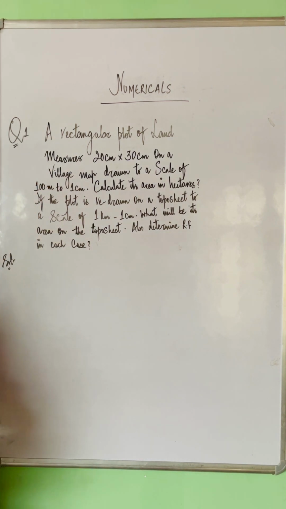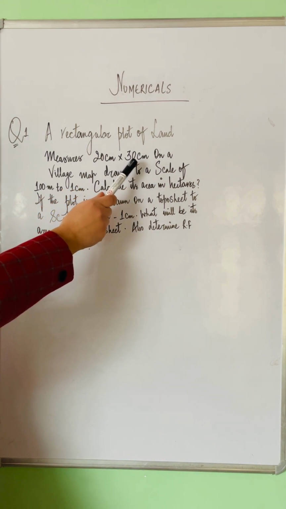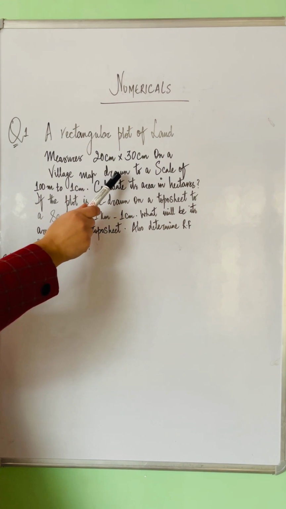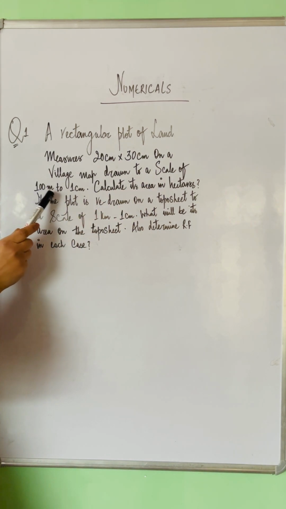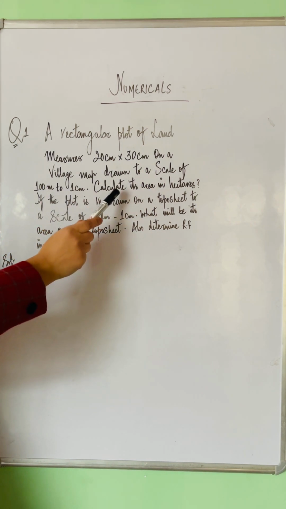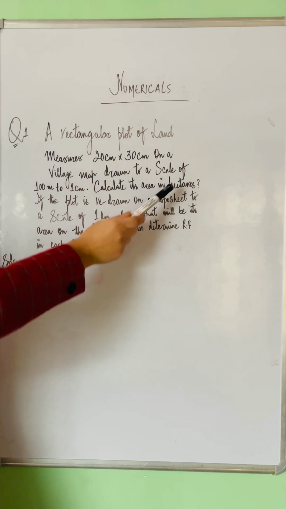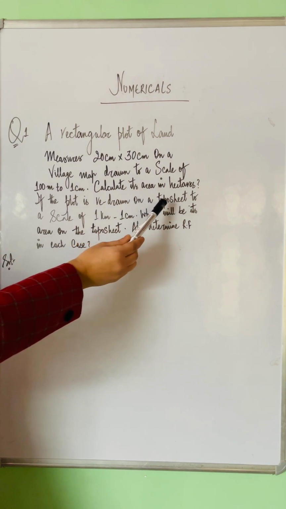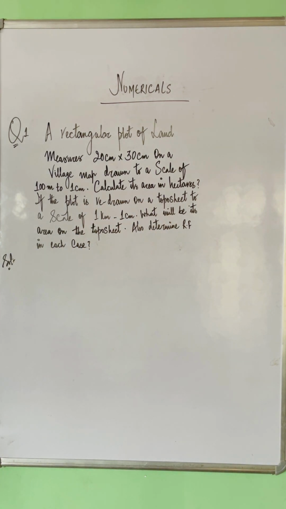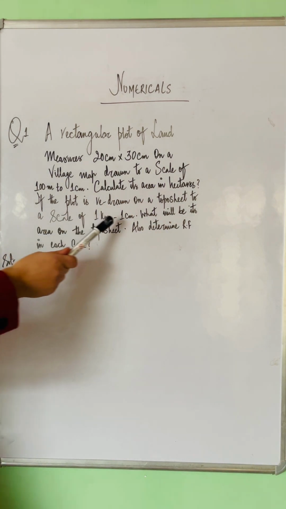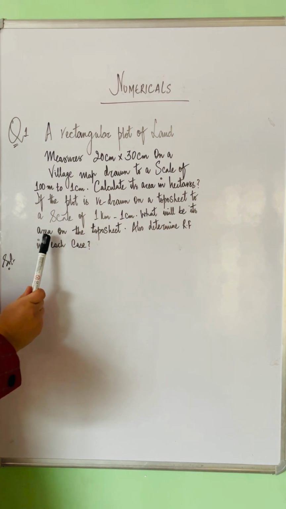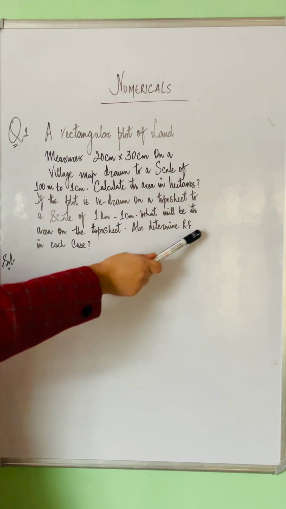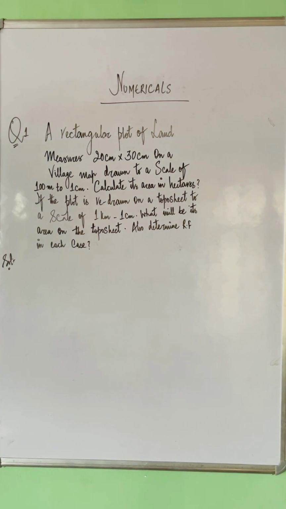Question number 1 is, a rectangular plot of land measures 20 centimeters cross 30 centimeters on a village map drawn to a scale of 100 meters to 1 centimeter. Calculate its area in hectares. And if the plot is redrawn on a topo sheet to a scale of 1 kilometer to 1 centimeter, what will be its area on the topo sheet? Also determine RF in each case. Representative fraction in each case.